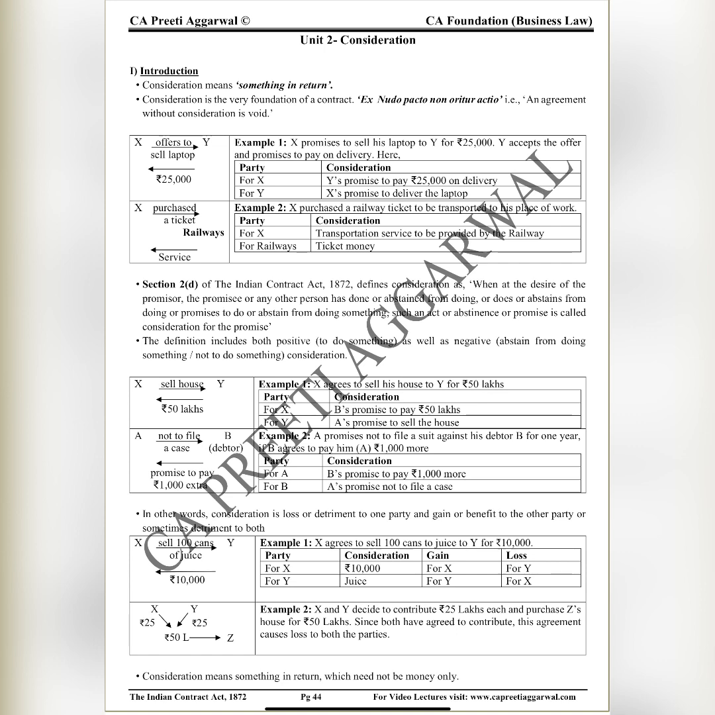I am promising to do something, but promise not to file a case, that is the negative aspect of consideration. So here, if you pay me 1,000 rupees extra, or if you pay me the amount in 2 days time, then I will not file a case against you. Not to do something, that is the negative aspect of consideration.